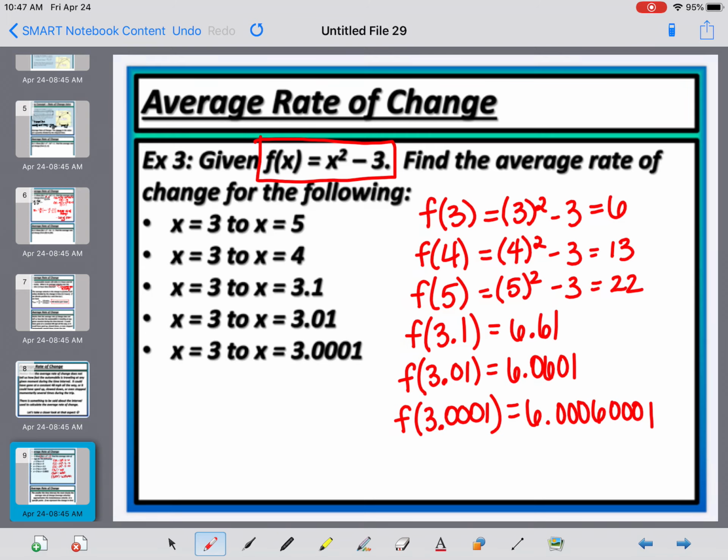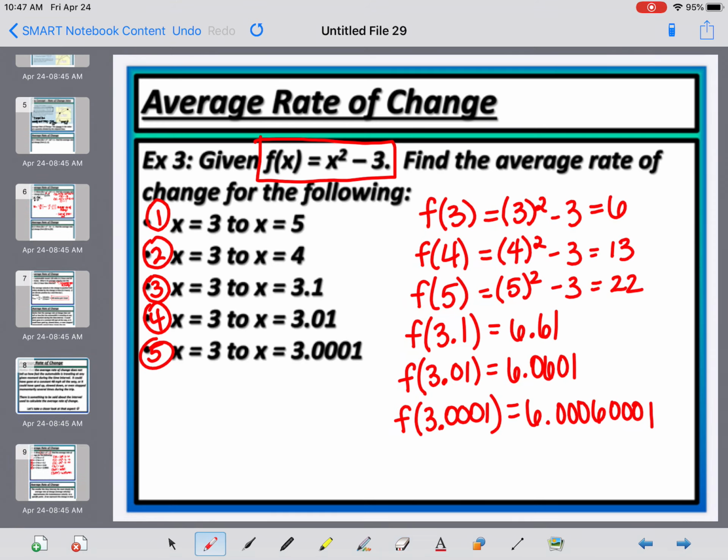All right, so you want to make sure that you write all of those down. Those are the values I'm going to be using as I evaluate each average rate of change. Okay, and so I'm going to number each one of these problems because I am going to have to use a second slide for space here as I go to evaluate. Whoops, I can't even number correctly.